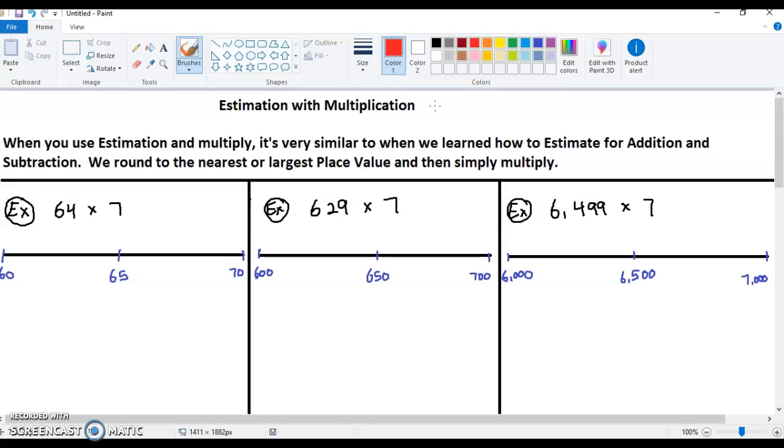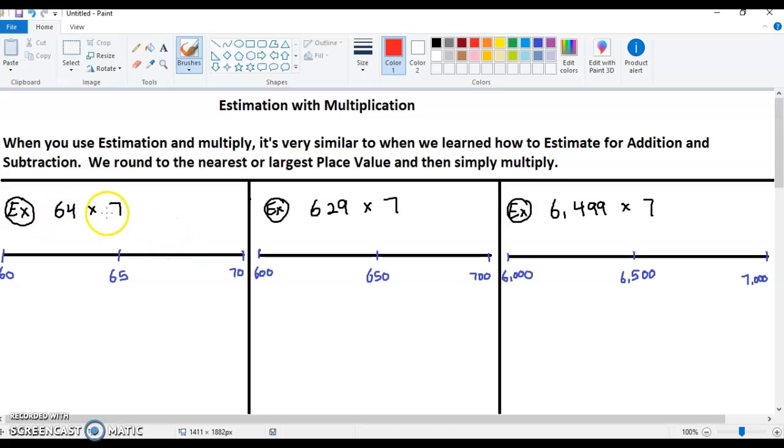But what I wanted to start with, remember when we learned how to add and subtract using estimation, what we did was we said that we round to the nearest largest place value, and then we would add or subtract. So when we estimated for adding and subtracting, we rounded to like the nearest 10 or the nearest 100 or 1,000, and then we would add or subtract the numbers. And it made it quite simple because it gave us some very simple calculations. So it's kind of the same thing with multiplication. So here's just a couple of examples.